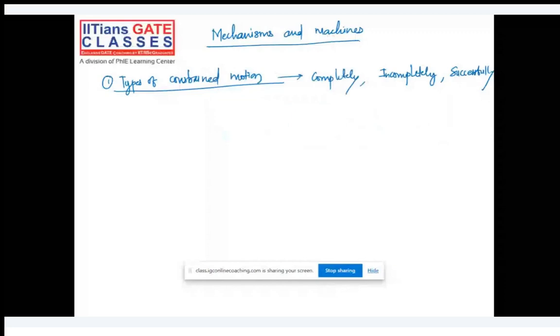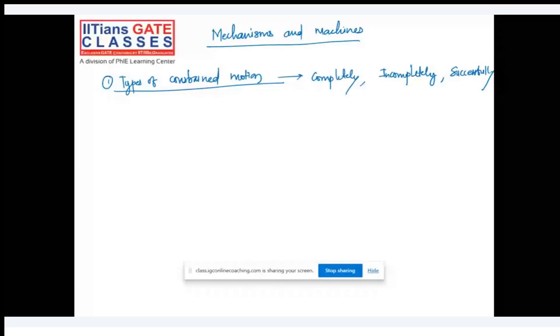Then we studied, depending on the nature of mechanical constraint, closed and open pairs. We have studied the example of cam and follower. Cam and follower can be an open pair and can also be a closed pair. And then the third one is depending on the nature of relative motion.